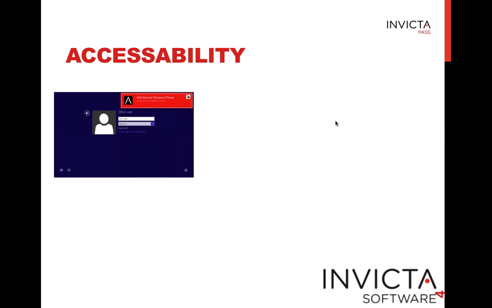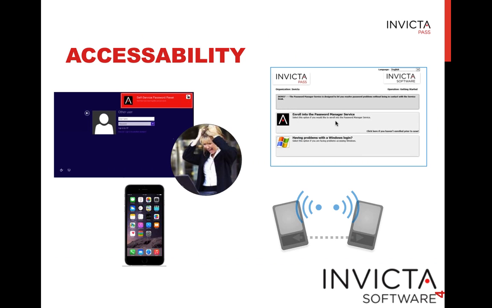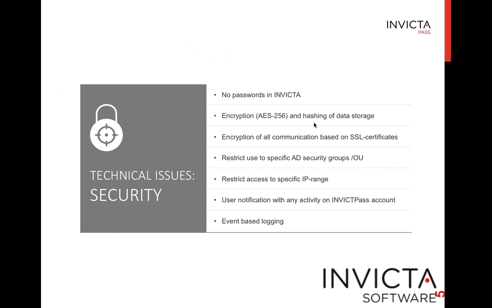As you can see here, just by clicking on the URL link, it brings up what we call the InvictaPass. Now the end user can reset their password by answering a few questions, or he can actually enroll himself in the mechanism. The product itself can easily be accessed from any location via mobile phone or any device, as long as the end user has a Wi-Fi connection, which gives them access to the URL link, which can automatically reset their password.